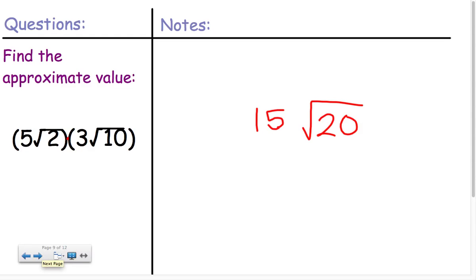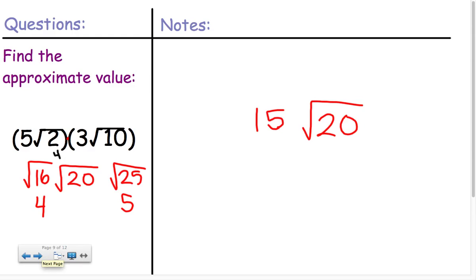Okay, so then we are going to approximate the square root of 20. So we've got 16 and 25, so 4 and 5. 16 to 20 is 4. 20 to 25 is 5. So that means it's going to be right in the middle of 4 and 5. So that'd be 4.5, but it's a little bit closer to 4. So we'll say 4.4.